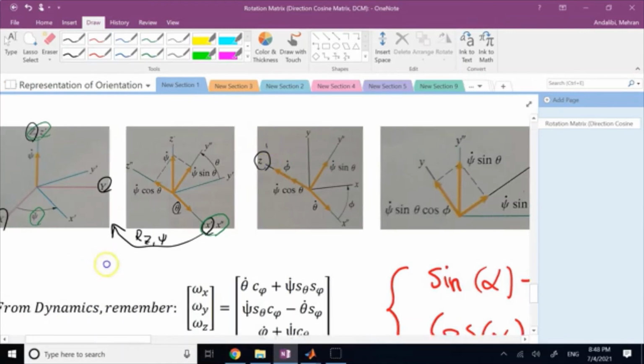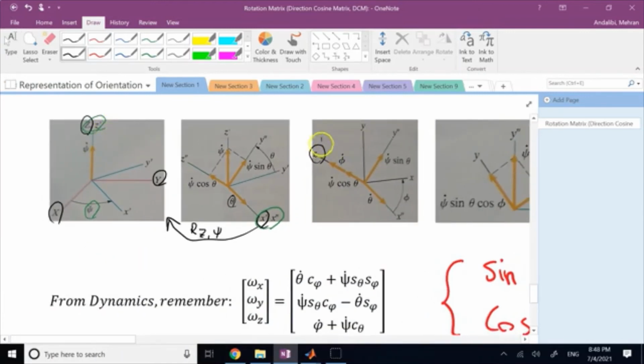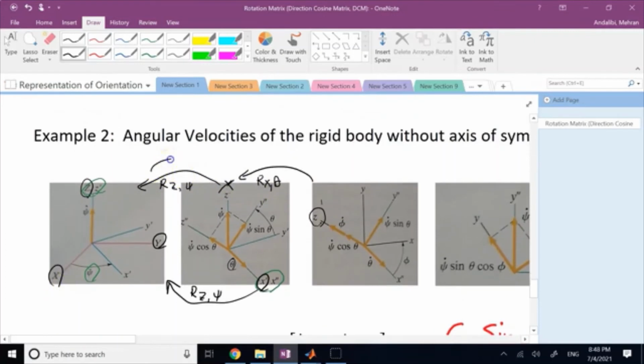But how did I go from the inertial to this frame 1? First, I did a rotation about z by psi, followed by a rotation about x by theta. So if I want to go back from here to there, I have to use the product of these two, which is the equivalent rotation matrix, correct? So it is going to be R of Z and psi times R of X and theta.